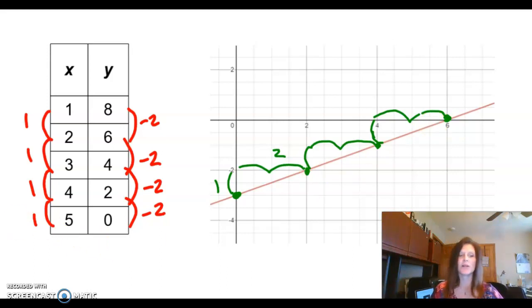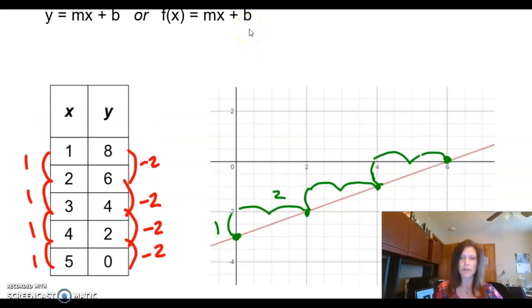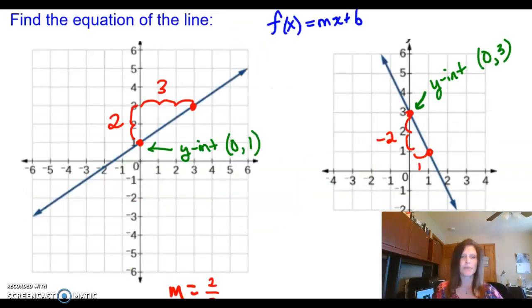Knowing that can help me come up with the equations for lines, right? So this fixed number is my b in the formula, the y-intercept, and the m is telling me what that rate of change is. If I have two lines graphed, I should be able to look at them, and if I can identify the y-intercept and one other point, I should be able to determine the slope and the equation of the line.